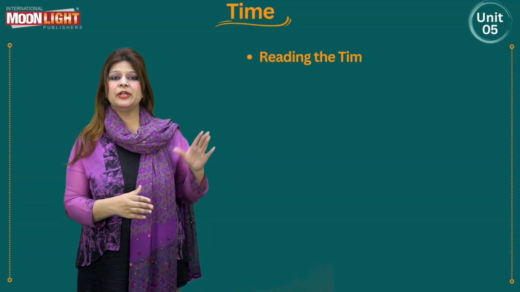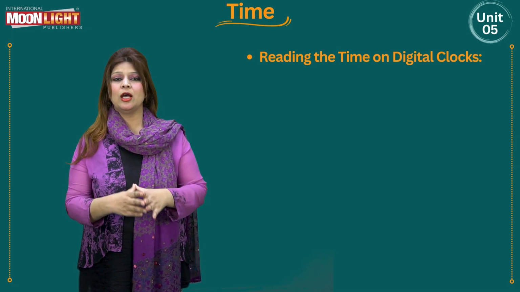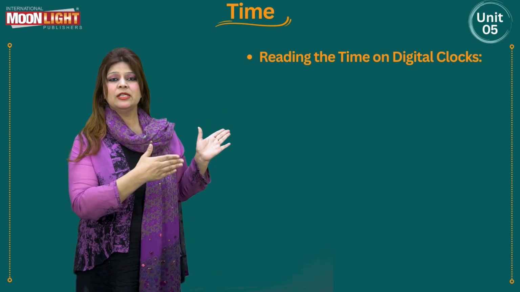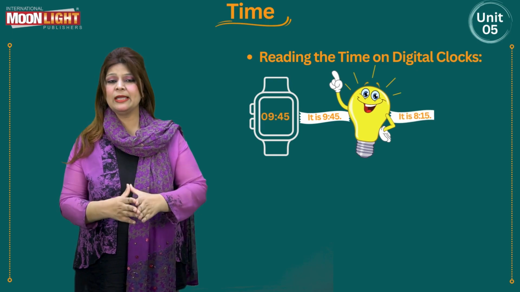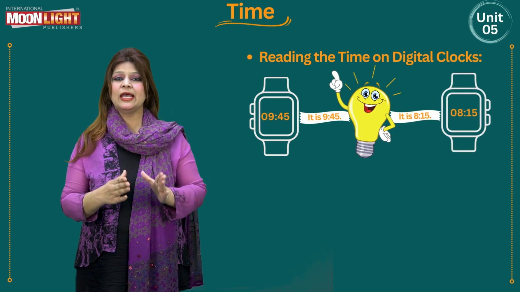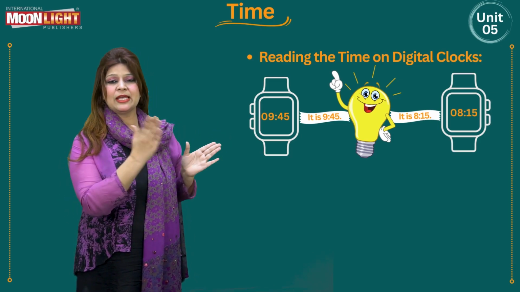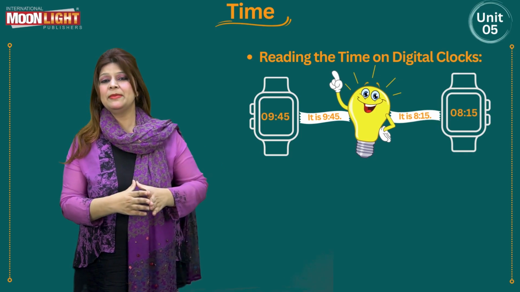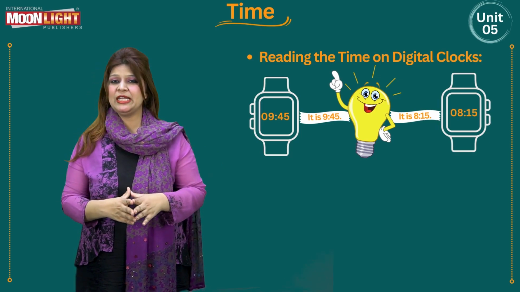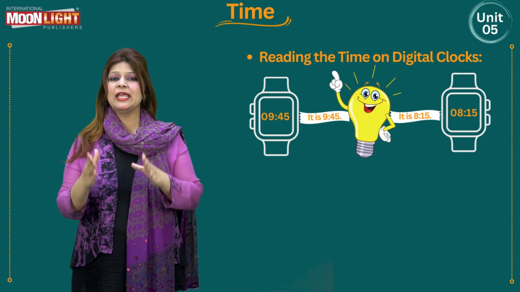Now for reading the time on digital clock, we are going to check this out. This clock is digital clock. The time shown over here is 9:45. So we are going to say that it is 9:45. And here you can check the time on this side. This time is 8:15. Yes, this time is 8:15.